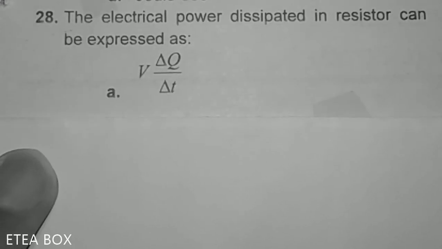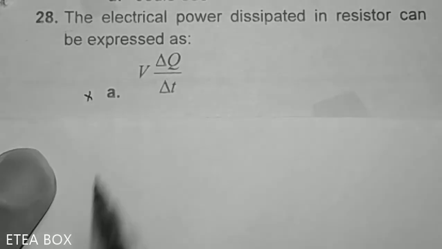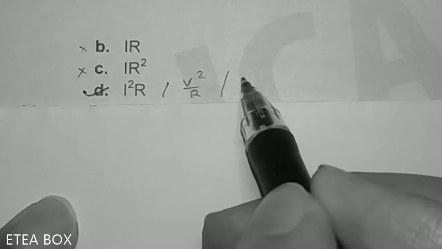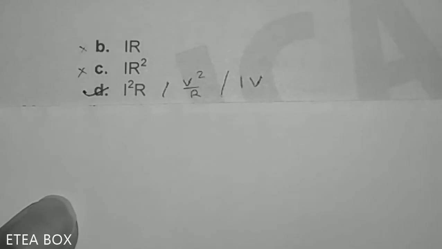The electrical power dissipated in a resistor can be expressed as option A. This one is incorrect, okay? Let's see the other options. Look here, option B is also incorrect and C is also incorrect. Here option D is correct. The power dissipation is equal to I square R, V square divided by R, or IV. These are the formulas for power dissipation.